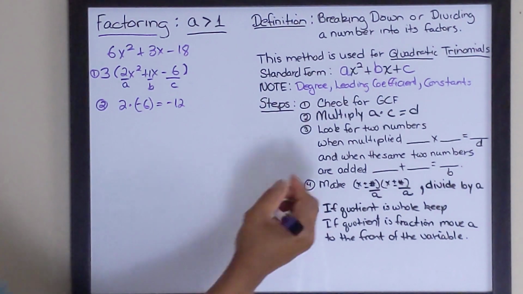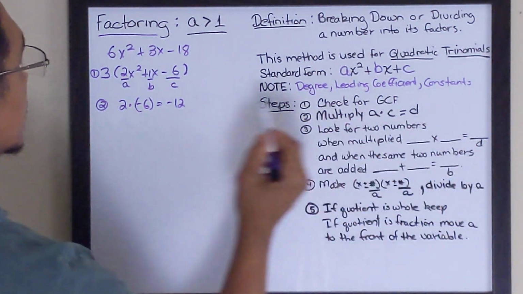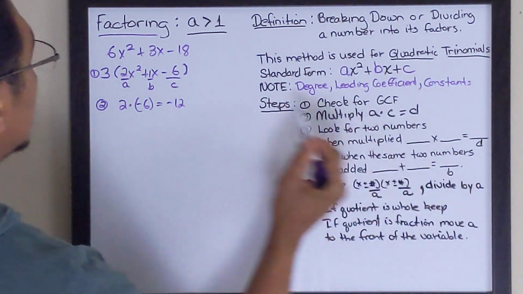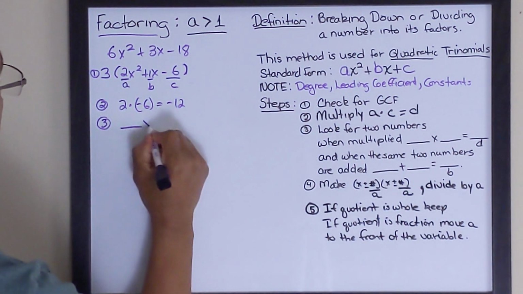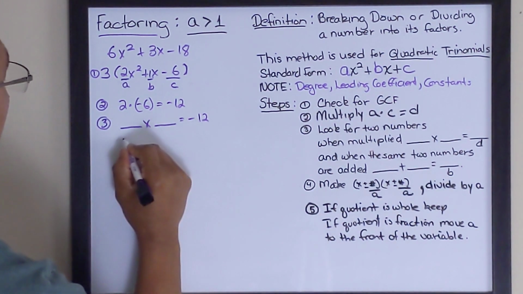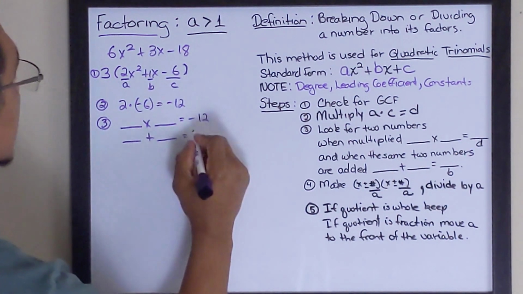On the next step, we're going to look for 2 numbers. When you multiply them together, we're going to get the value of d, which is negative 12. And when we add those same 2 numbers, we're going to get the value of b, which is 1. So let's go ahead and set that up. We're looking for 2 numbers that multiply to negative 12 and add to the value of b, which is 1.